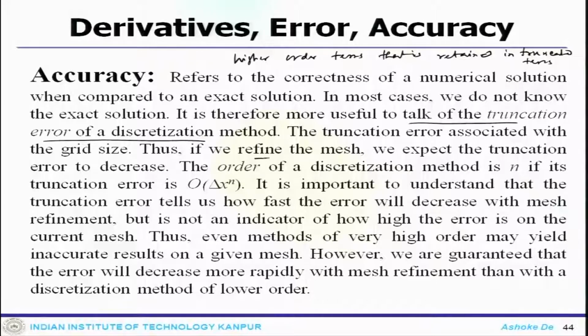So, if you refine the mesh, we expect the truncation error to decrease, because the order of the discretization method is order of delta x to the power n. But one has to also understand that this tells how fast the error decreases with mesh refinement, but it is not an indicator of how high the error is on the current mesh. So, even methods of very high order may yield inaccurate results on a given mesh. However, we are guaranteed that the error will decrease more rapidly with mesh refinement than with a discretization method of lower order.